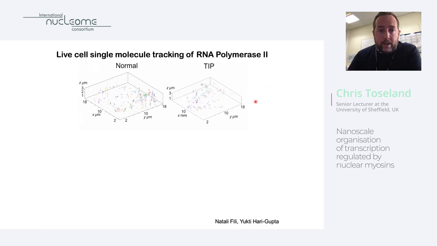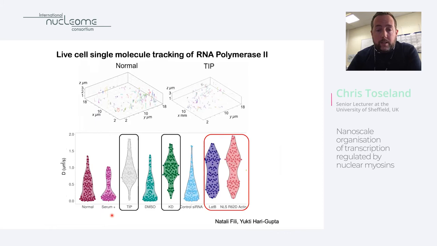And from these tracks, we can also pull out the diffusion constants. And then we see that if we perturb myosin 6 with a small molecule inhibitor or perform the knockdown or perturb actin, as we did in the STORM measurements, in all cases, we see an increase in diffusion. And that increase in diffusion makes a lot of sense from looking at the STORM data, because if we are losing clusters, we'd expect POL2 to become more dynamic and therefore move around the nucleus more and form less of these static structures. So the two pieces of data fit together quite nicely.